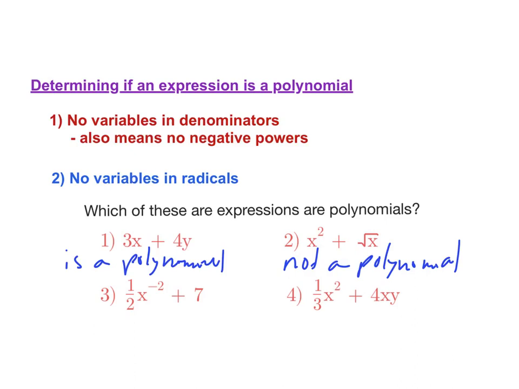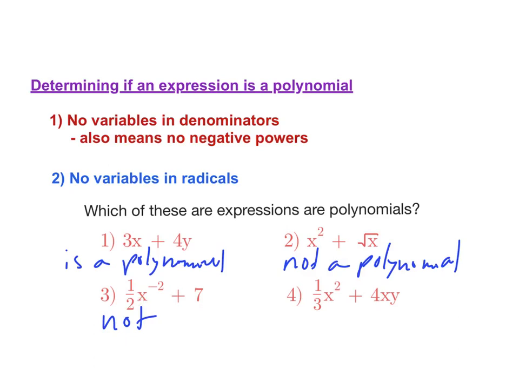How about 3? No. Why not? Variable to a negative power. So this is not a polynomial as well, and you'd say there's a variable to a negative power. Or variable in a denominator. This is the same thing. And again, in a couple days we'll talk about that more.